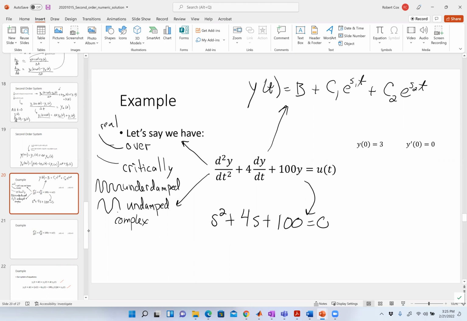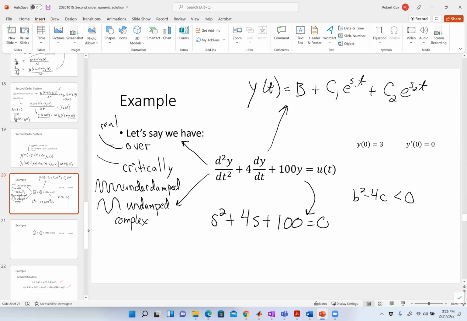He ends up being underdamped. How do you know he's underdamped? B squared minus 4C, that's definitely less than 0, right? Which means that the thing under the square root is negative, right? That's the thing that makes this guy underdamped, okay?